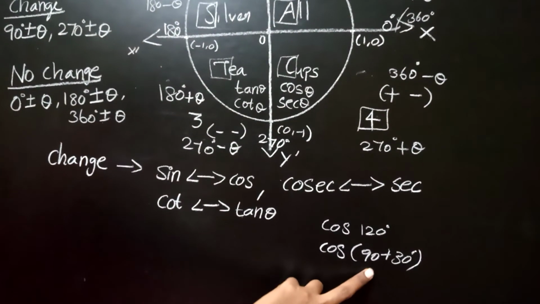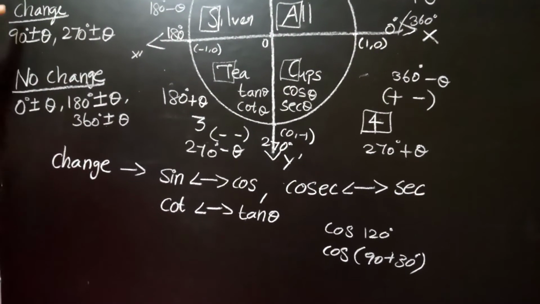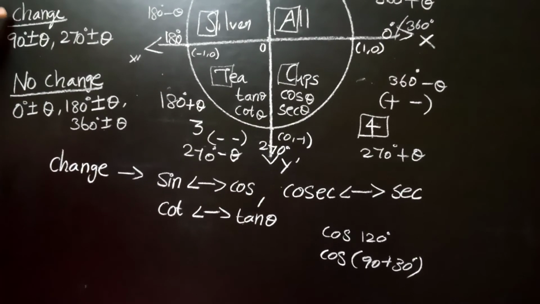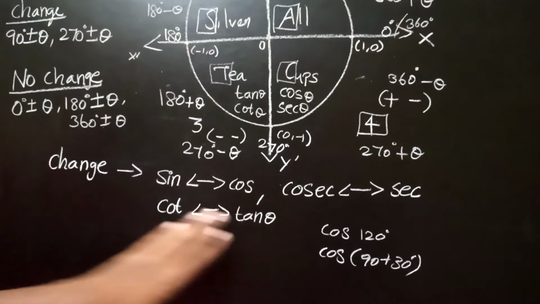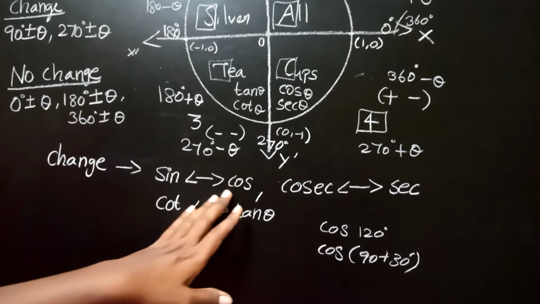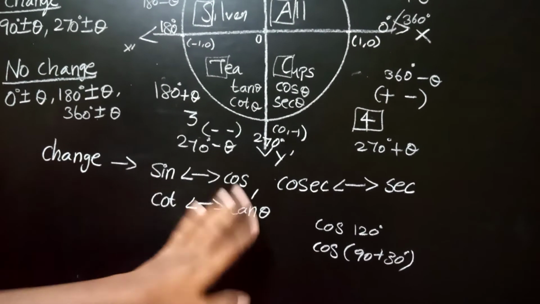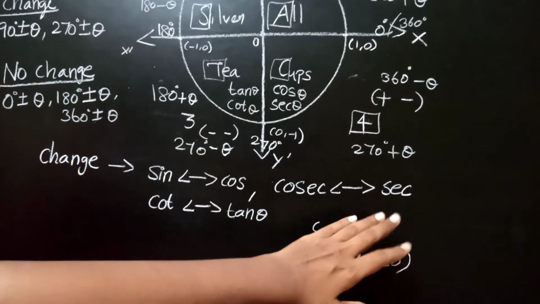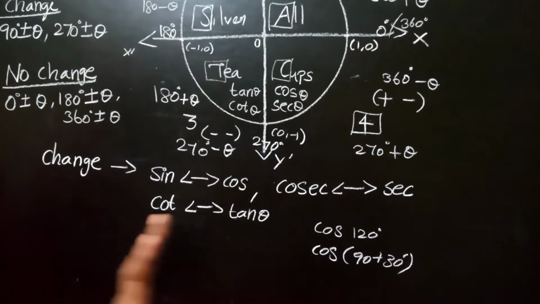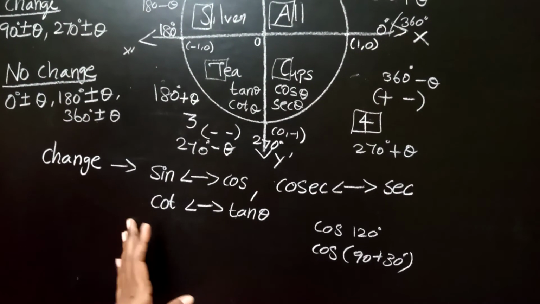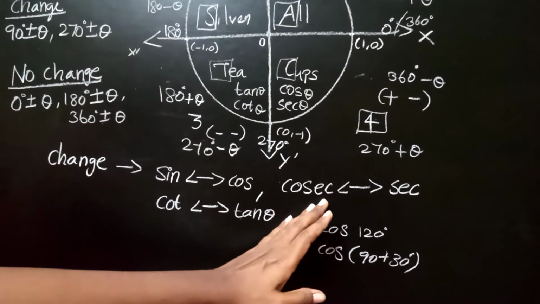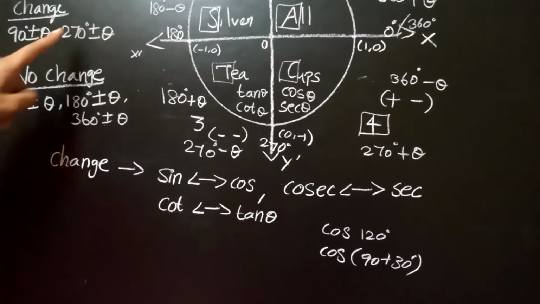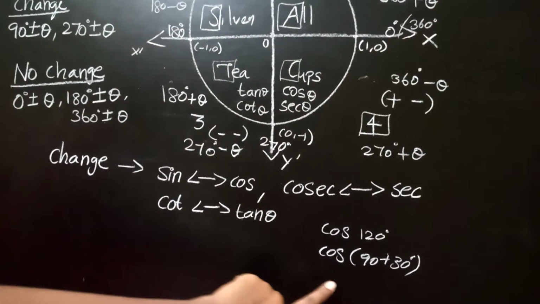Whenever 90 plus or minus comes, we have to change the ratio. What is meant by change? Sine will become cos, cos will become sine, vice versa. Cosecant we have to change into secant, secant into cosecant. Cot becomes tan, tan becomes cot. These are the changes we have to make whenever we get 90 plus or minus theta or 270 plus or minus theta.